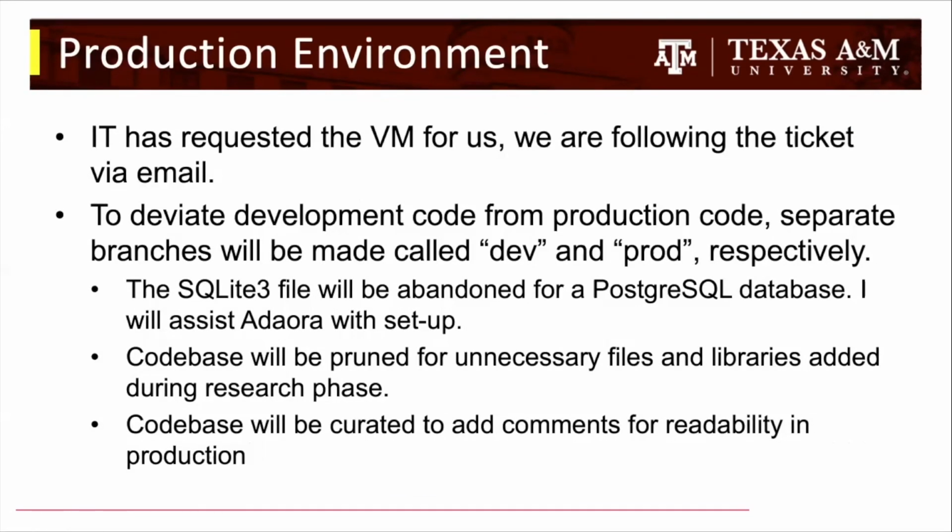And then regarding the production environment, we're following the ticket request that IT put in for the VM. How we're going to handle the code, though, is something I want to talk about. So we're going to have separate branches called dev and prod for development code and production code, respectively. The SQLite 3 file we've been using will be abandoned for a real deal PostgreSQL database, and I'll assist Adora with the setup here. I've done this in the past.